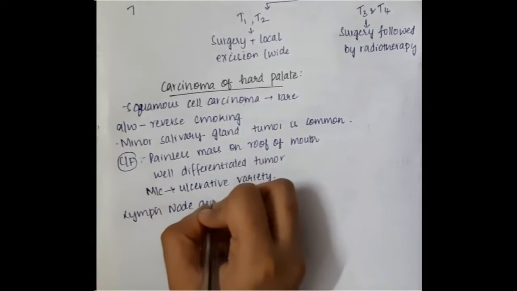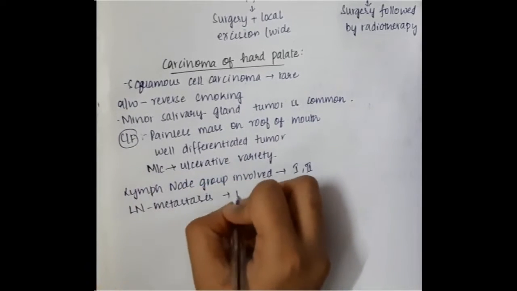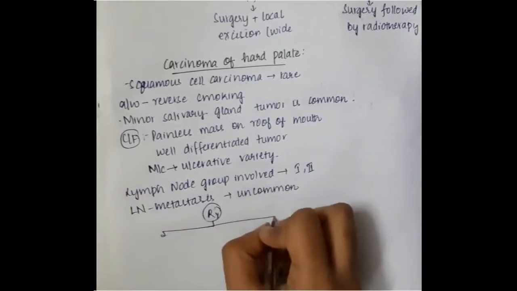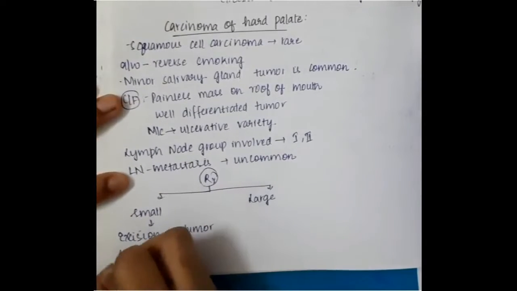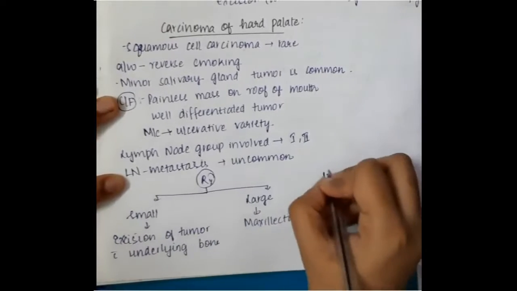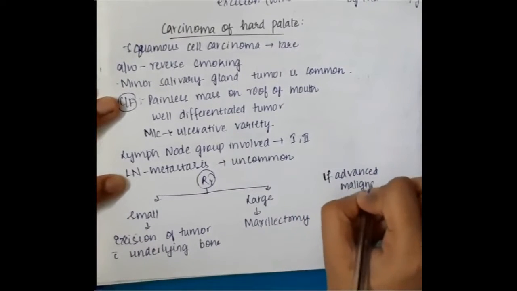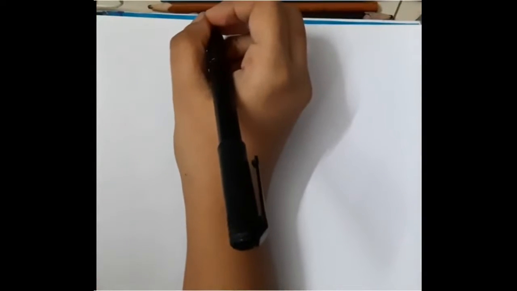Here the lymph node group involved includes type 1 and type 2. Lymph node metastasis is uncommon. Treatment: if it is a small tumor, then you can excise the tumor with underlying bone. If it is a larger tumor, then maxillectomy is done. If it is an advanced malignancy, then radiotherapy can be done. So this is about carcinoma hard palate.